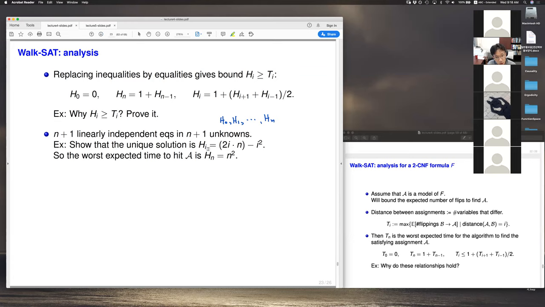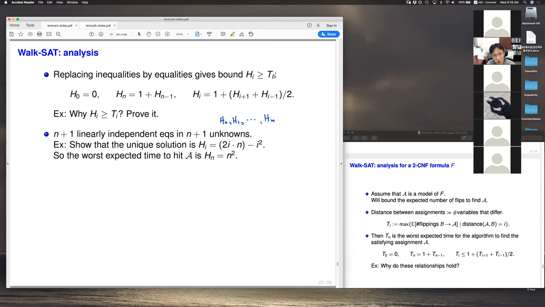If you plug in I equal to n in these equations, we have 2n squared minus n squared, which is equal to n squared. So what does that mean? If you remember this TI, that was the worst case average execution time from assignments which are distance I far from A, okay? If we set I to N, that's the kind of assignment which is the farthest from the satisfying assignment A that we assumed in this case. So TN is going to be the worst case average execution time for all the assignments in this case.